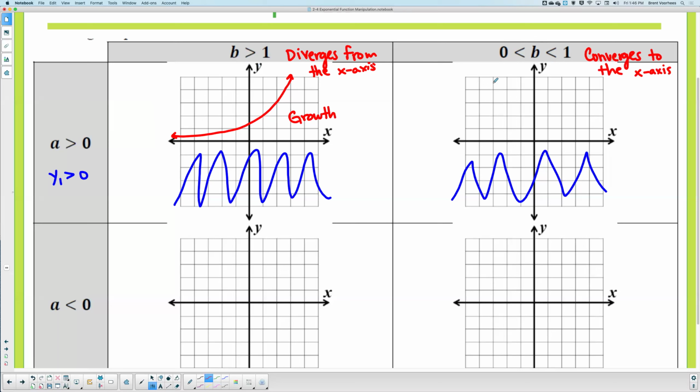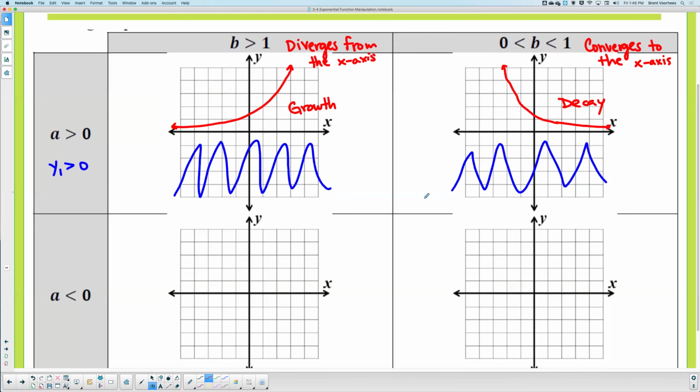So graphically, it would look like this. It would go down and approach the x-axis like an airplane coming to land on the runway. That's kind of the idea. Would you call that growth or decay? Decay, good.